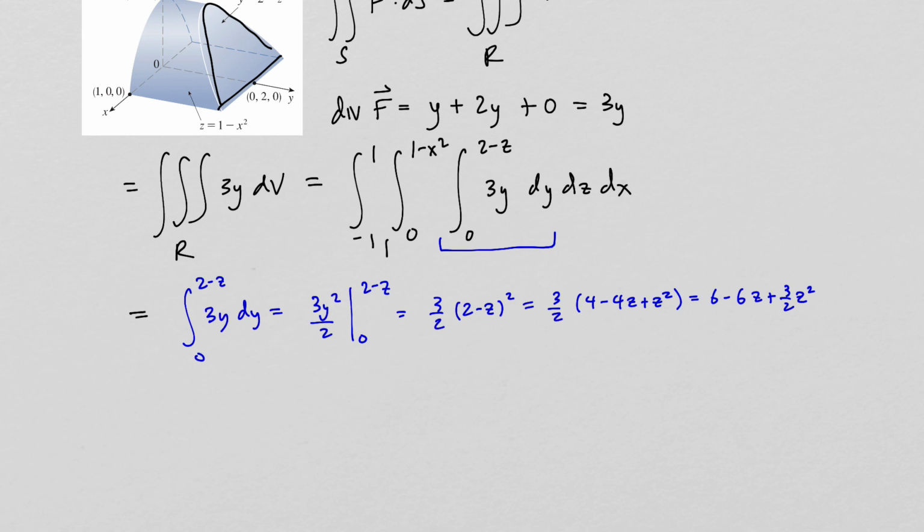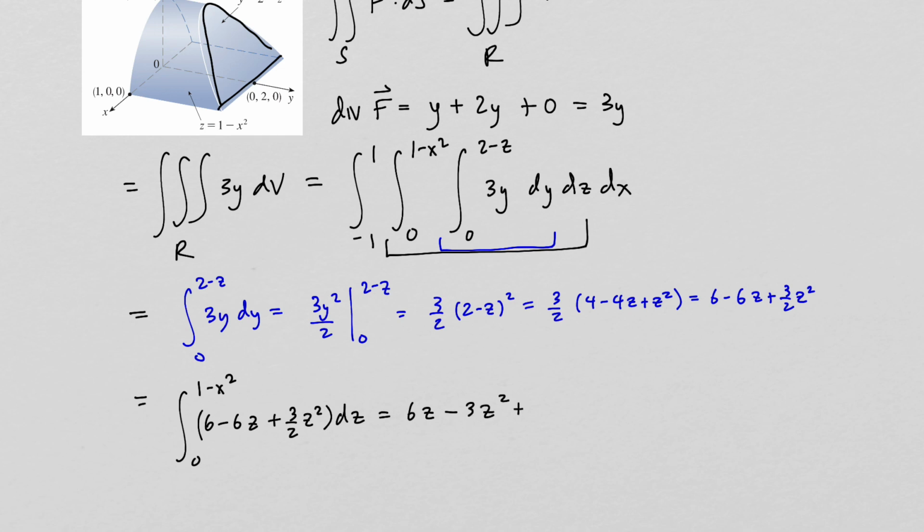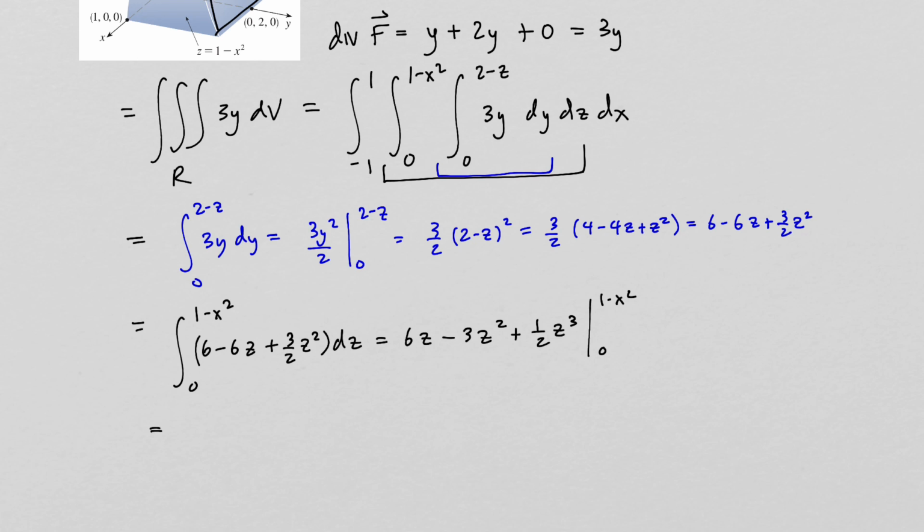So now this next integral here will be the integral from 0 to 1 minus x squared of 6 minus 6z plus 3/2 z squared dz. This, of course, is 6z minus 3z squared plus 1/2 z cubed from 0 to 1 minus x squared. This will give us 6 times (1 minus x squared) minus 3 times (1 minus x squared) squared plus 1/2 times (1 minus x squared) cubed.